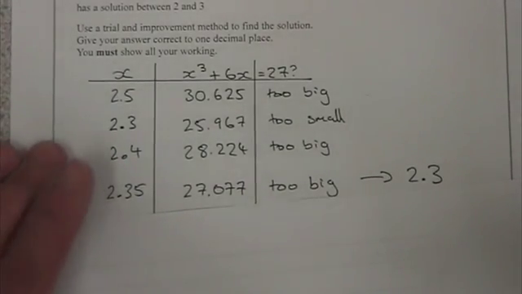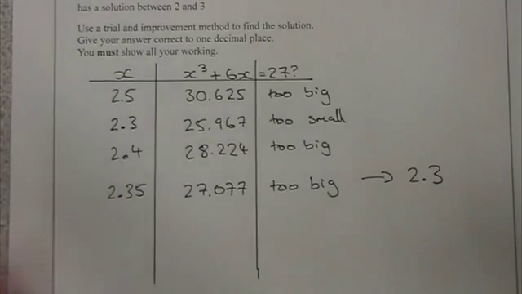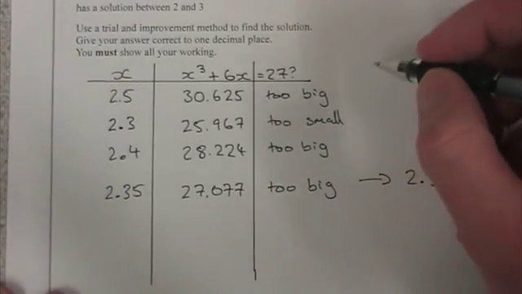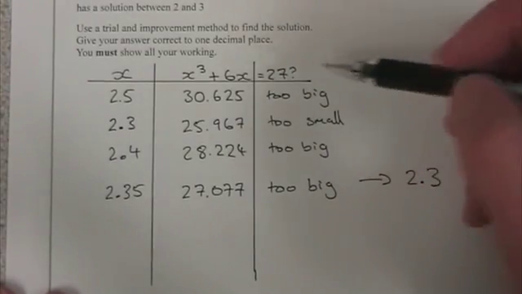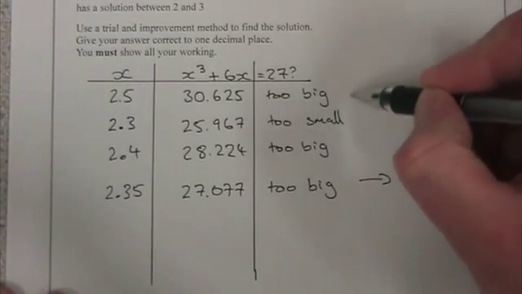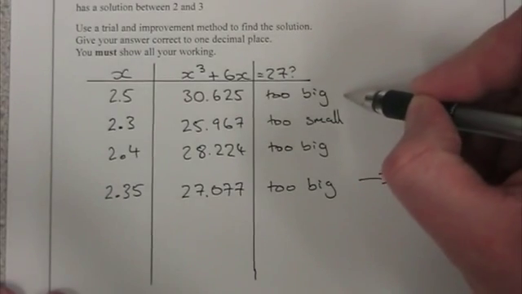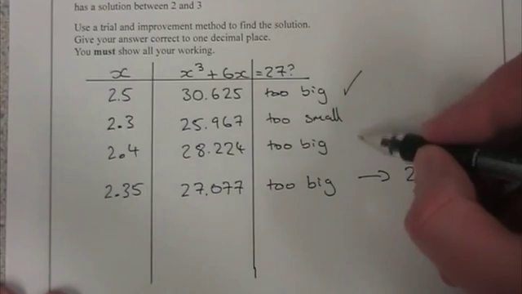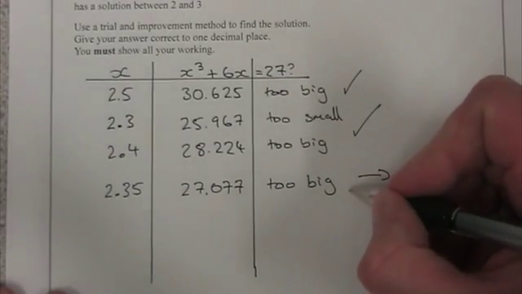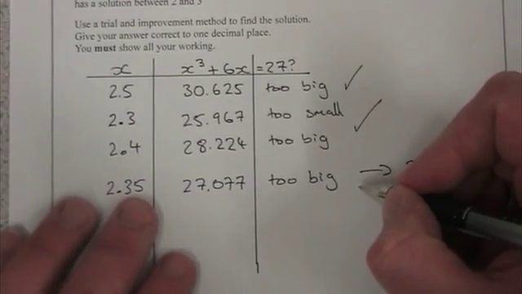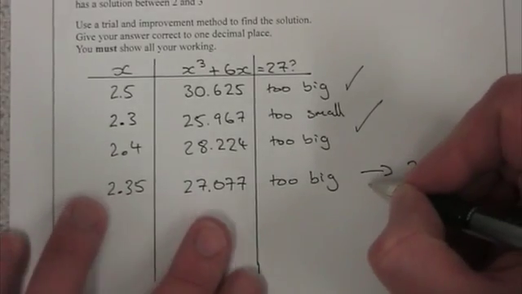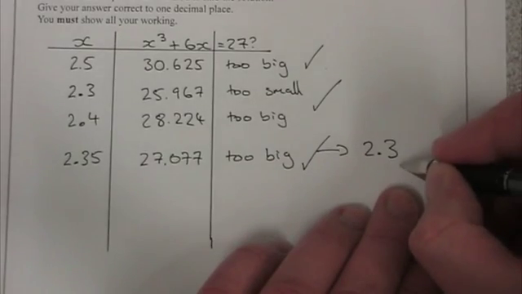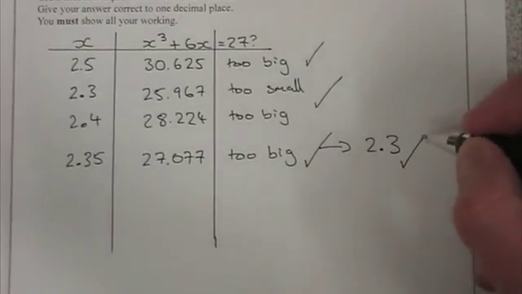In terms of marks, it's a 4-mark question. So you're getting a mark for each decision that you've made. So you get a mark for that first calculation, establishing it's too big. You then get a mark for your intermediate working. You get a mark for finalising on 2.35 and finding out that it's too big. And then a mark for correctly deciding that 2.3 is the right answer.